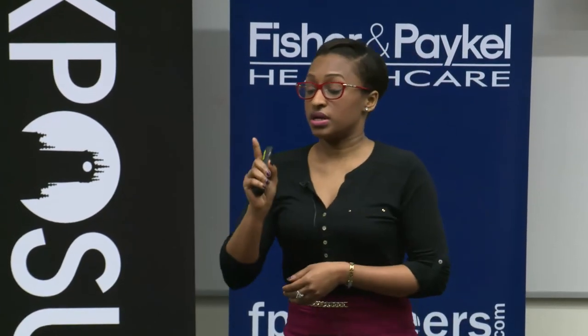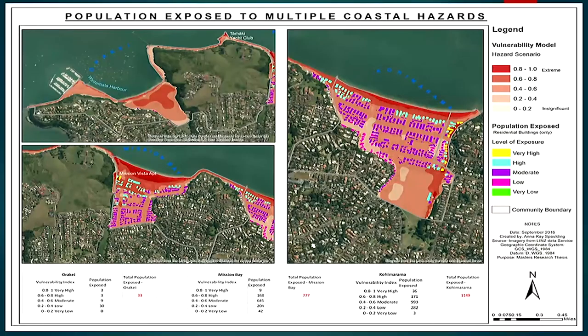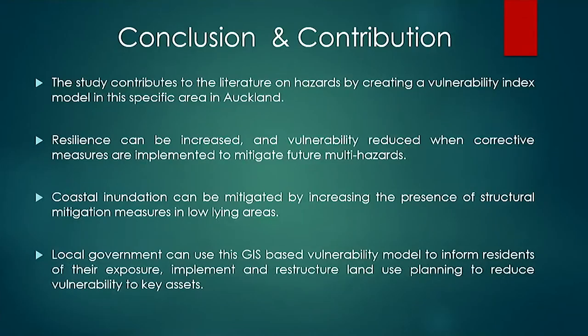For the population data, ladies and gentlemen, I used only residential buildings, multiplying that by 3, which is a standard household size in Auckland, in order to derive the population exposure. And then we can see that the population exposed was greater for Korimahamaha, followed by Mission Bay, and least Oraki. The reason for that is that the population in Oraki are mostly located on higher terrain and away from the flood boundary.